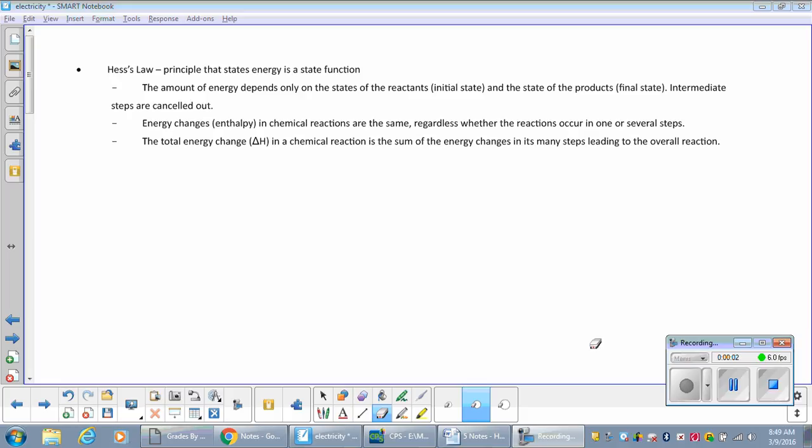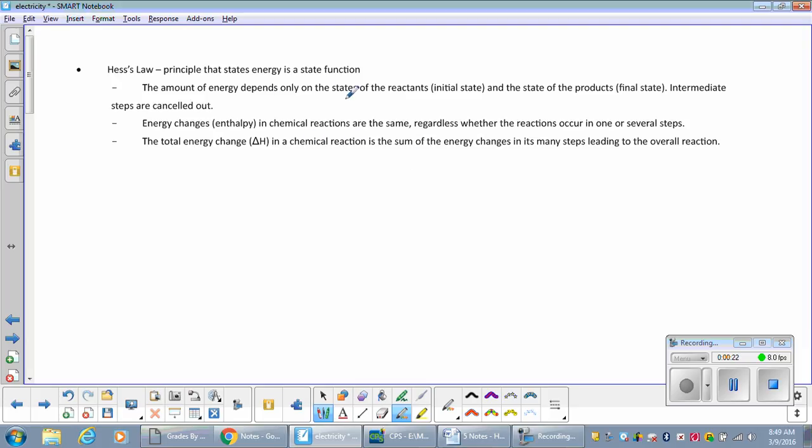Okay, today we're going to talk about Hess's law. Because enthalpy or energy is a state function, meaning it doesn't matter how we get to the end from the beginning, we can use Hess's law to figure out delta H, so our change in enthalpy. So here's another way to find your change in enthalpy.